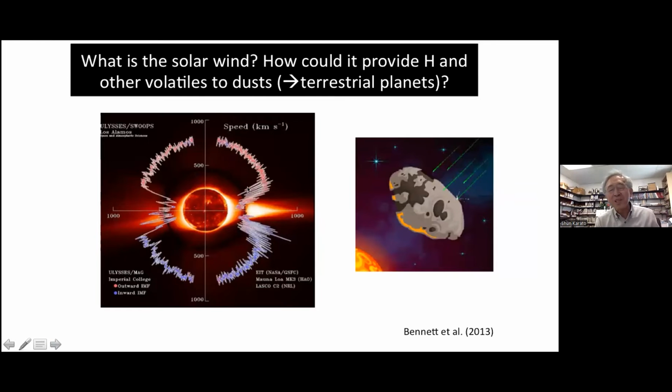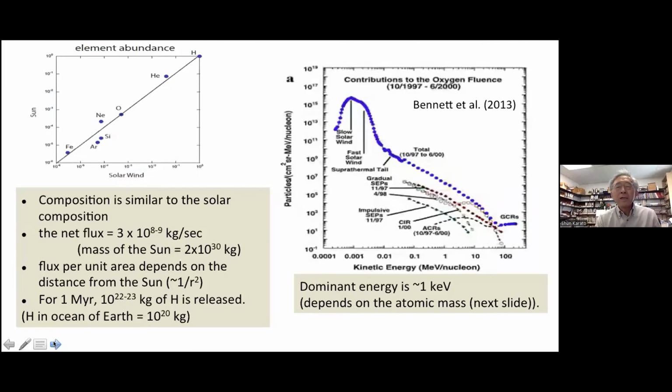So solar wind is the high energy particles coming from the sun. The velocity is high, higher than the escape velocity of the sun, so 200, 300, 400 kilometers per second. And the composition of the solar wind is roughly the same as the sun, for obvious reasons. The energy of the solar wind is distributed something like that, and mostly in the 1 to 10 kilo electron volt region, which is high compared to chemical bonding energy. So the solar wind is a good source of hydrogen.